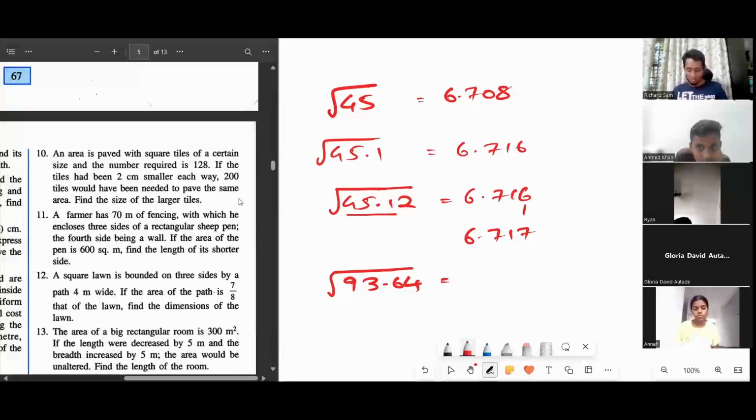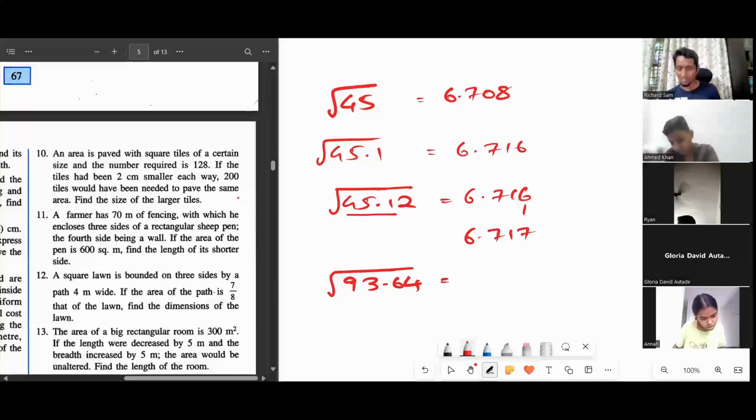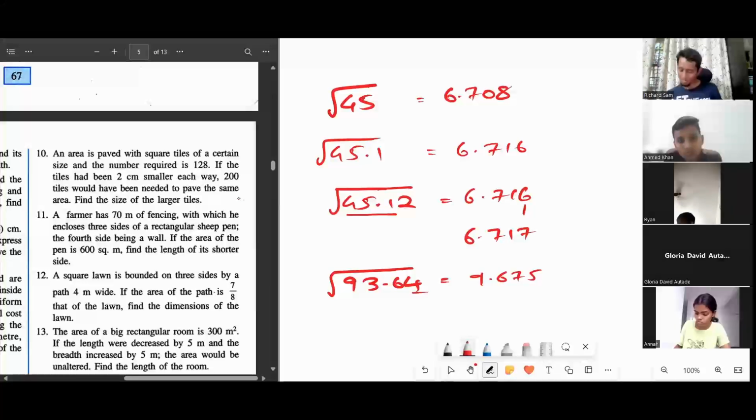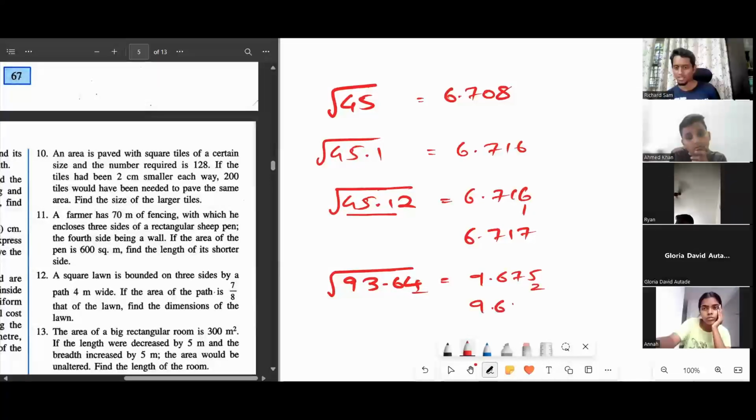So first you look at 93.6. What was the square root of 93.6? 9.675, correct? And for that 4, you have to look at the mean difference. The mean difference for 4 is 2, right? So you add that 2 to this 5. So that is 9.677. Is that clear, everyone, how to find the square root?